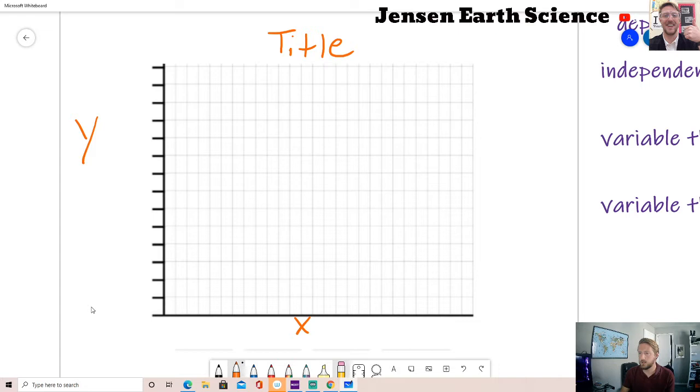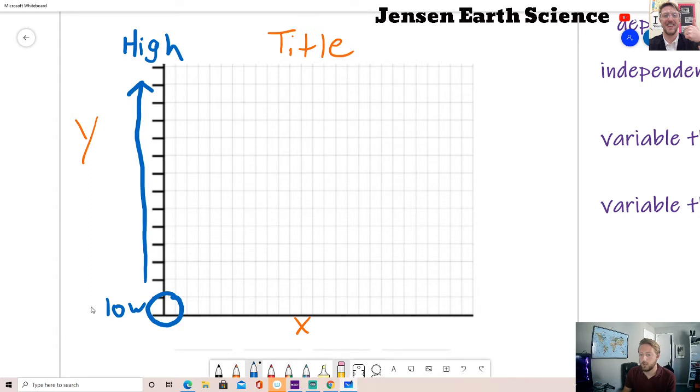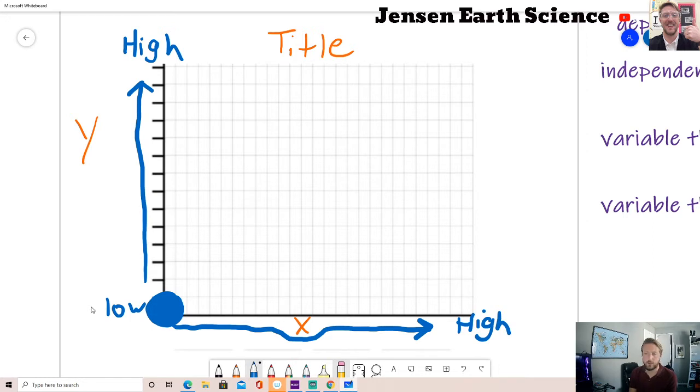I always like to make sure everyone knows how a basic graph works, where this corner here is going to be the lowest point of your x and your y. As you move vertically up, your y variable will get higher, and as you move to the right, your x variable will also get higher or increase. So your lowest point of the graph is this point that I'm coloring in here, your highest for y goes up, and your highest for x goes generally to the right.